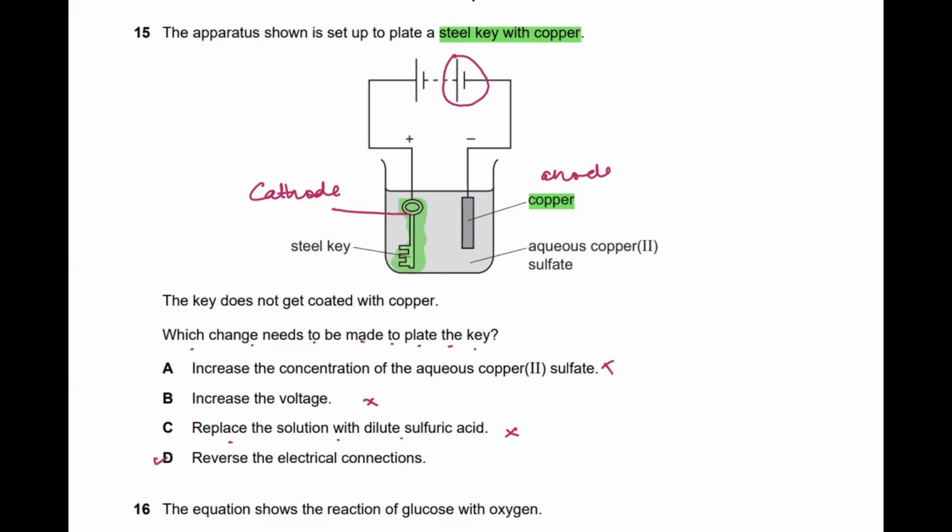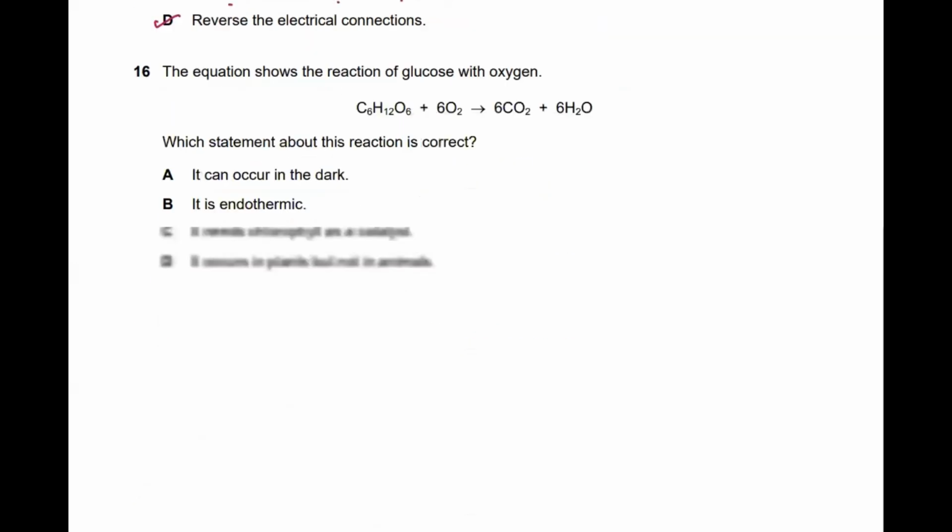Moving on to the last part, reversing the electrical connection. Yes, of course, this has to be the positive terminal to which the anode has to be connected, whereas this is a negative terminal. So reversing the electrical connection is going to help us with the coating of the key. So the answer will be D.